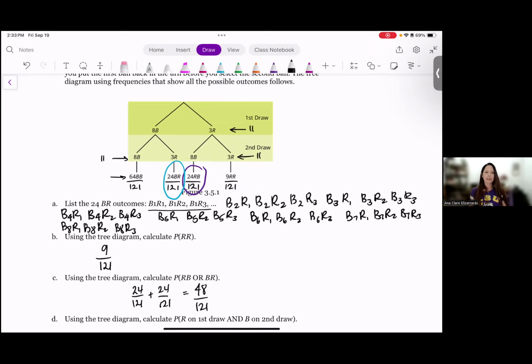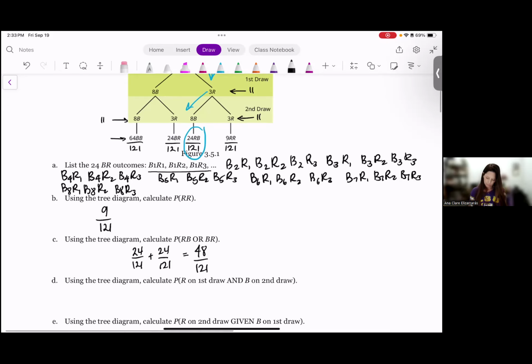Now I want to calculate the probability of red on the first draw and blue on the second draw. So on the first draw, red is here, and then blue is here. That means I have 24 out of 121. And that's an and. So this is red and blue.